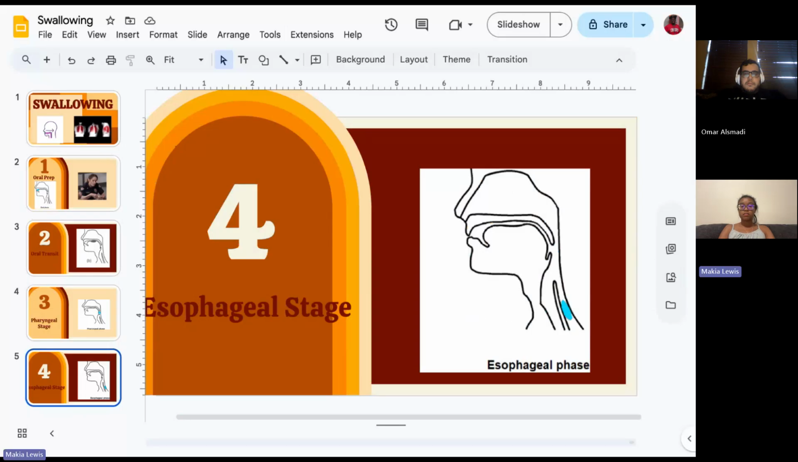All in all, swallowing is a step-by-step process which starts with chewing and forming a bolus, which is the oral prep. And then next is moving the food to the back of the mouth, which is the oral transit. Then swallowing it down your throat, which is the pharyngeal phase. And then lastly, it is pushed into your stomach, which is the esophageal phase. Your body has different muscles and nerves that work together to coordinate these actions, making sure the food moves smoothly from your mouth to your stomach.